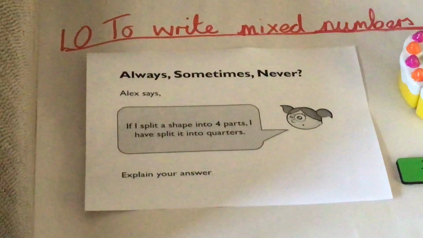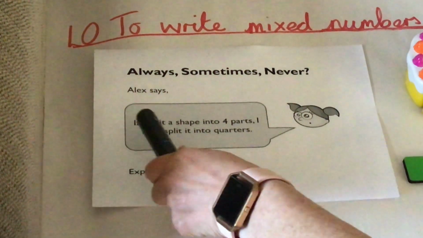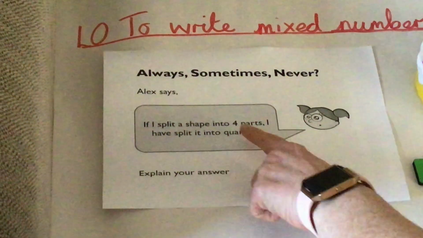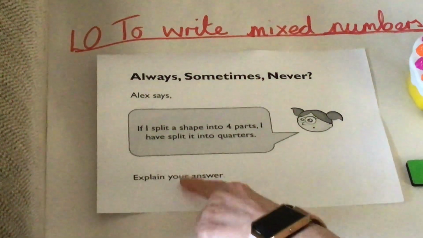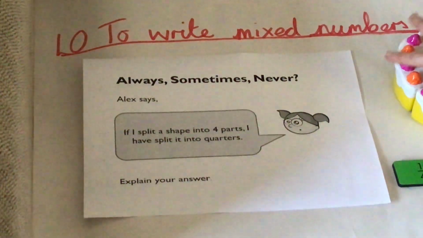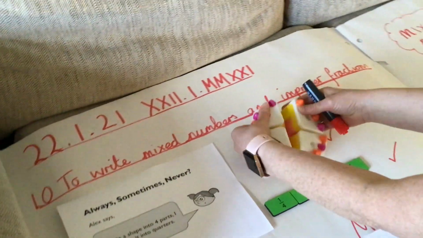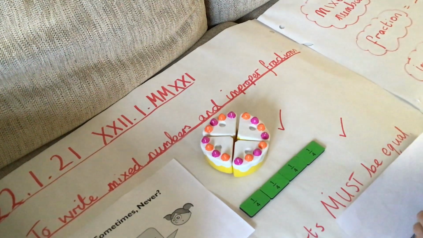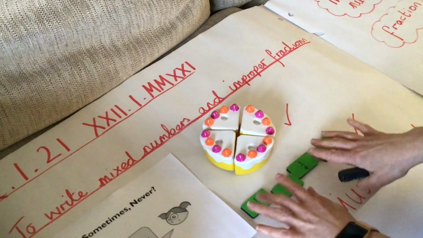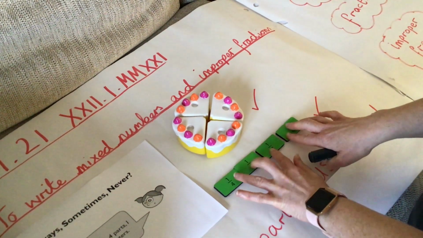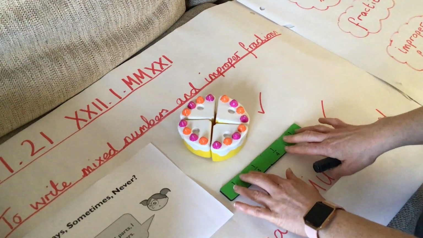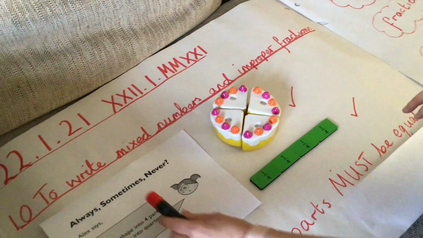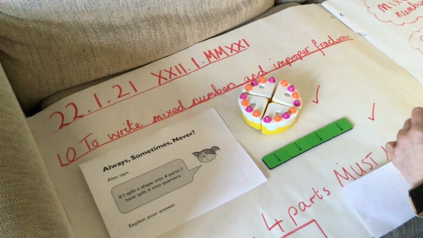Let's see what Alex says. She says, if I split a shape into 4 parts, I have split it into quarters. Explain your answer. Well, I have a shape here and I have split it into 4 parts and they look like quarters. That's correct. I have a shape here and I have split it into 4 parts and again, they look like quarters.